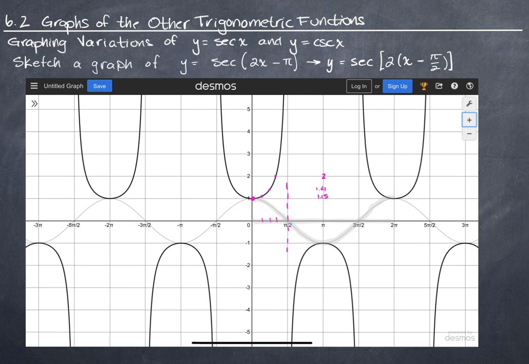So it still has a period of 2 pi, and we have to squeeze that into half of that because we need to make room for 2 copies of the graph in the same amount of space. We're going to start, though, with the horizontal shift.